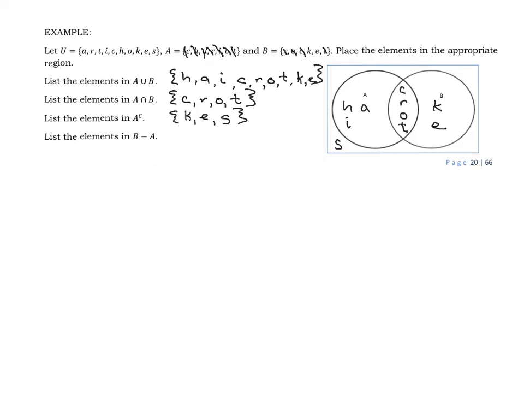Okay, now let's list the elements in the difference of B and A. So what we're going to do is think about all the elements in set B, but we're going to remove the elements that had anything to do with set A. Well, that just leaves us with elements K and E.